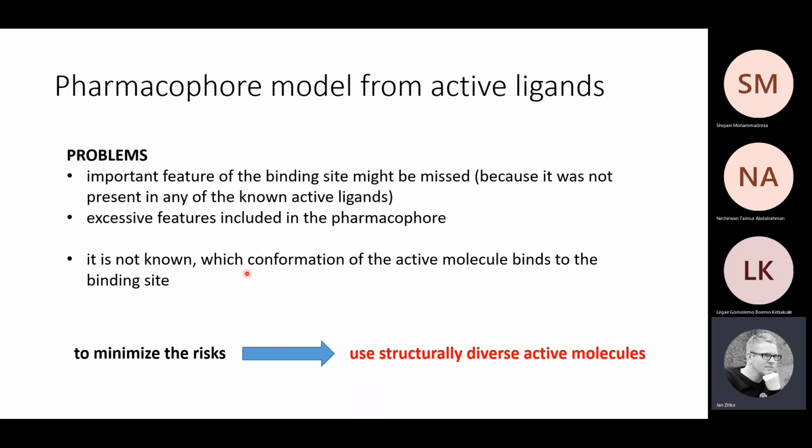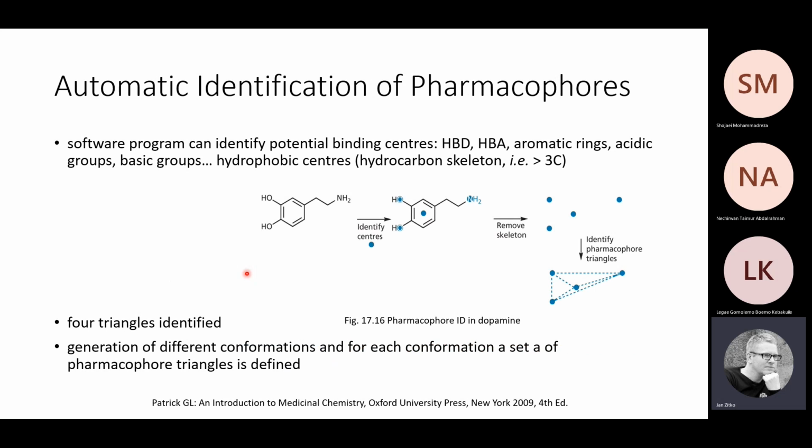So I said that when you are doing the overlay of the active ligands, you are changing the conformation. But this might be a problem because in the overlay, the computer might use a conformation which is, for example, energetically unfavorable. So you have a conformation, but the conformation in which the ligand really binds to the binding site might be different. So this is what needs to be borne in mind, these problems.